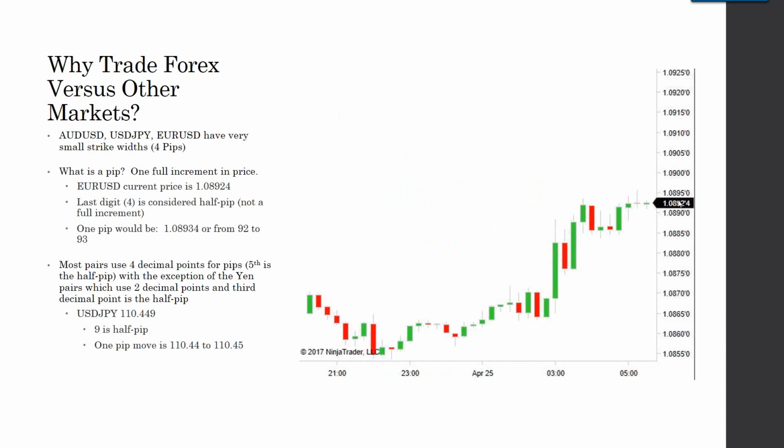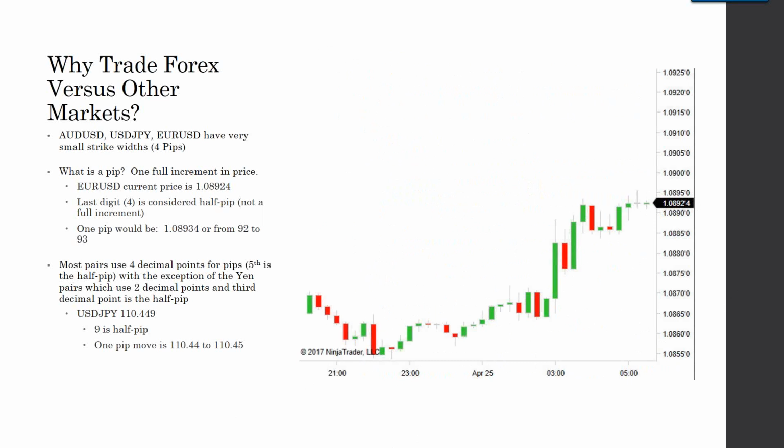If you notice on this chart over here on the right-hand side, you can see that the price is 1.0892 apostrophe 4. That apostrophe 4 is the half pip, okay? In other words, a full increment in this market would be if it went from 0.0892 to 0.0893. That would be a full pip, okay? Now, most pairs do have 4 decimal points. The 5th digit is considered the half pip.